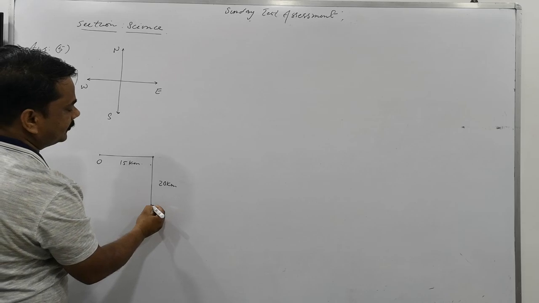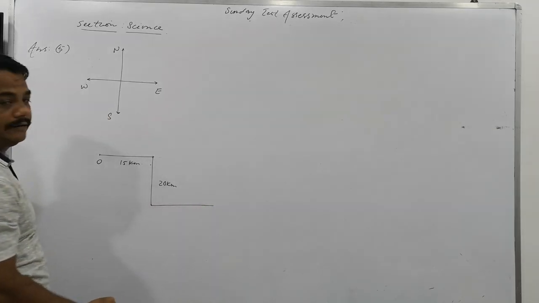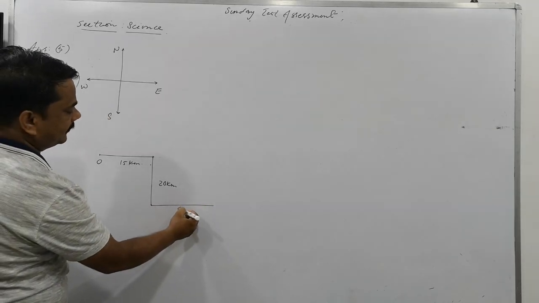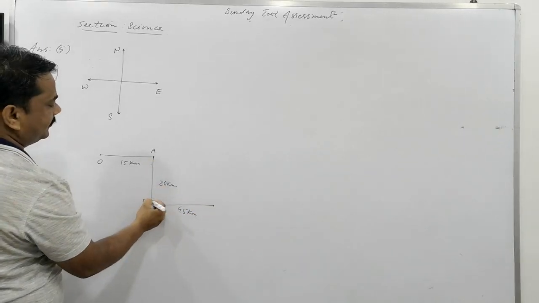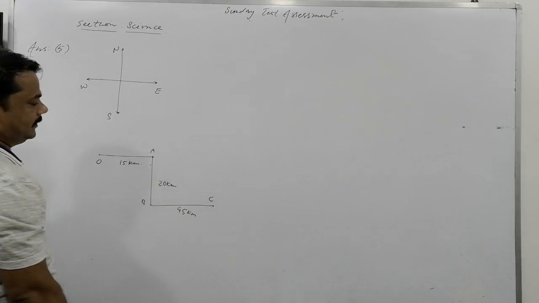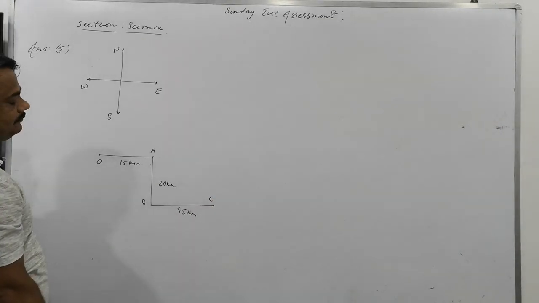East means again you have to go where? Here you have to go again. Right now it's 45 kilometer. You just reach first A, and here is B, and here is C. Finally, now show the motion of the car graphically and determine the total displacement traveled by the car.